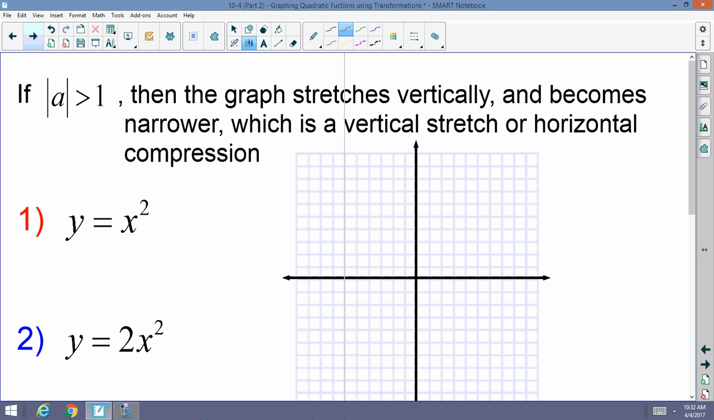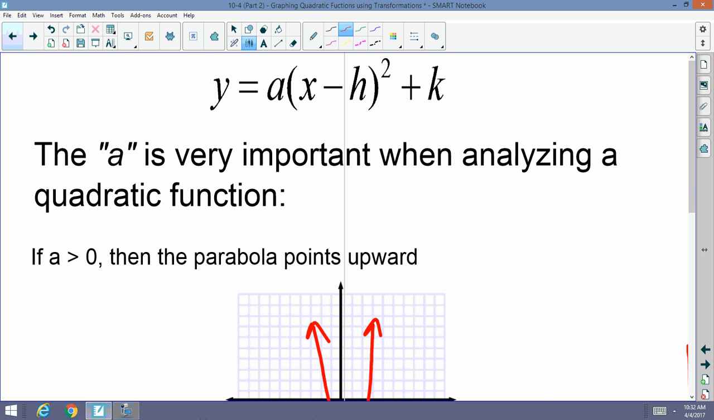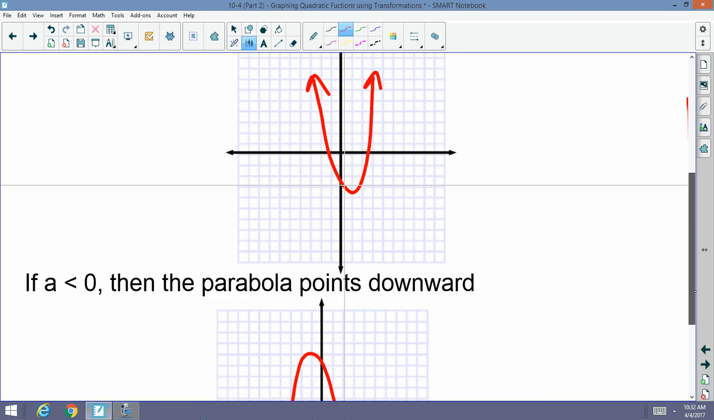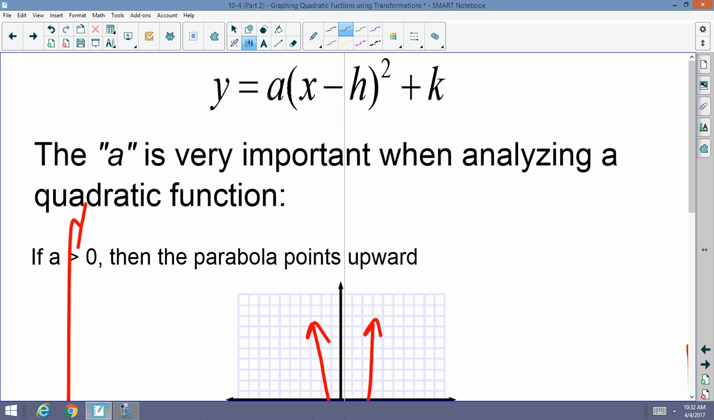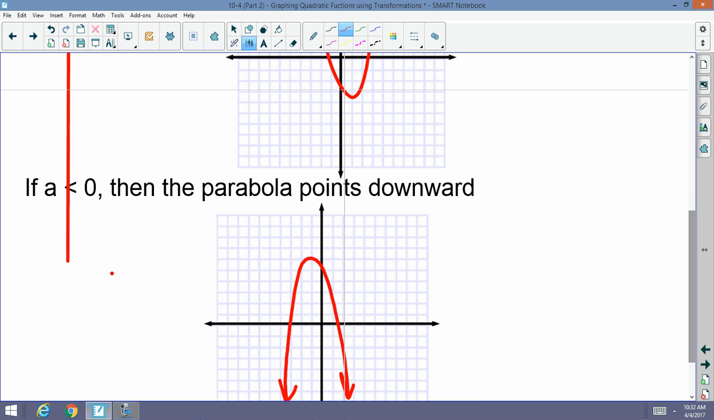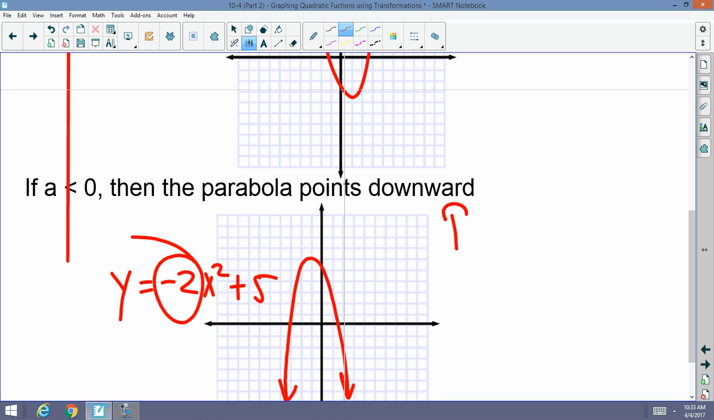And wait, hold on, one thing. I sometimes forget to mention this. When A is negative, so for example, let's say I have y equals negative 2x squared plus 5, okay? When you have a negative A, that is a reflection over the x-axis.